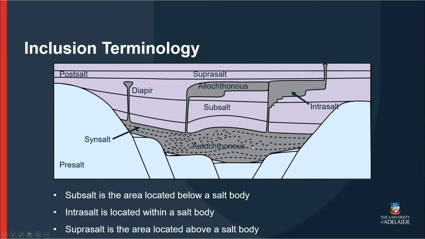You can also get bits and pieces of your autochthonous salt, the main evaporite unit sitting at the bottom of a rift basin. You can get bits and pieces of that broken up and contorted up into a diapir. And then you can also get much younger sediments that are incorporated into salt bodies, and that happens when you have different salt bodies coalescing and coming together.